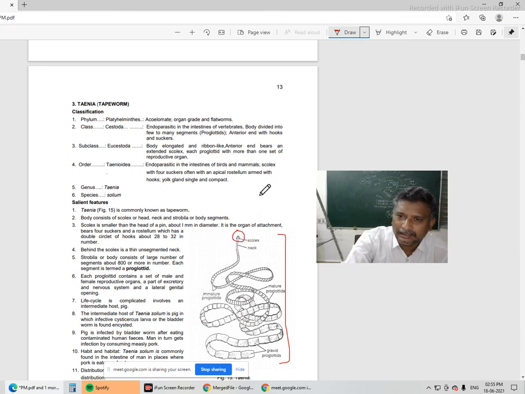I think I will try to draw this. This is the neck, this is the head. Head also consists of suckers. The entire one is now known as a rostellum. This is a sucker. Here hooks are there. Okay, hooks.